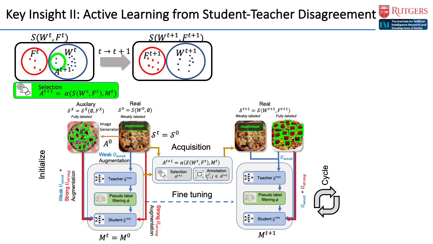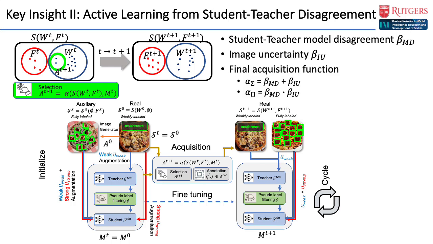To select informative training samples, we consider two acquisition signals: the disagreement between the student-teacher network pair and the uncertainty of the teacher network's predictions. In an ideal case, the student network's predictions would be consistent with the teacher's predictions. This naturally leads to using the discrepancy between student-teacher networks as one of the acquisition signals. We then fuse these two signals to arrive at the final acquisition function. Empirically, we find that taking the product of the two acquisition scores performs better than taking the sum.